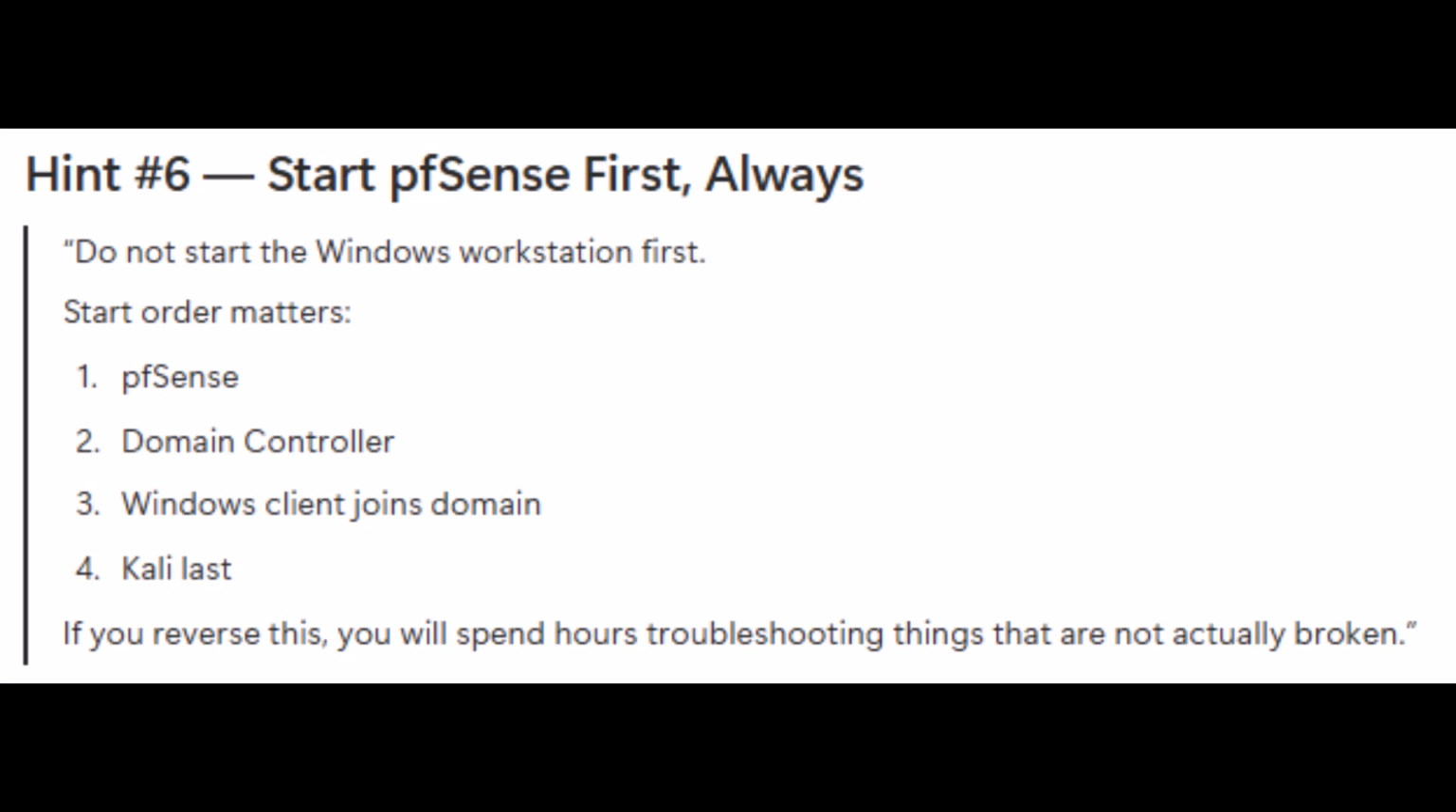And that's because all your VMs need to use pfSense, and your domain-joined Windows machines need to use that domain controller. So if you don't start them in the exact order, then you're going to run into problems, and it will take hours of troubleshooting to try to figure out that your lab's not actually broken. You just started the machines in the wrong order.